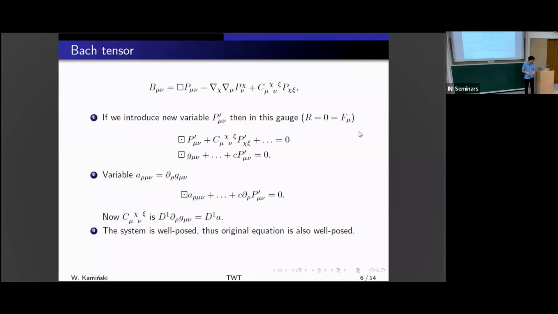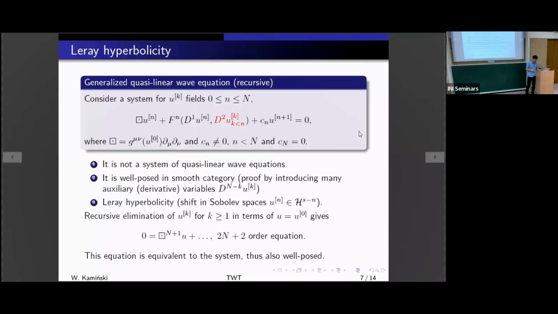Okay, so maybe I summarize what kind of system we can deal with using this method. So we can have a system of many, let's say many tensors. These U are some tensors. And instead of the standard quasi-linear term, like at the beginning, we can also add that this F, this remainder, depends on the second derivatives of the fields, but only of the fields of lower index. Okay, so it's something like a quasi-diagonal system. And this will also be well posed.